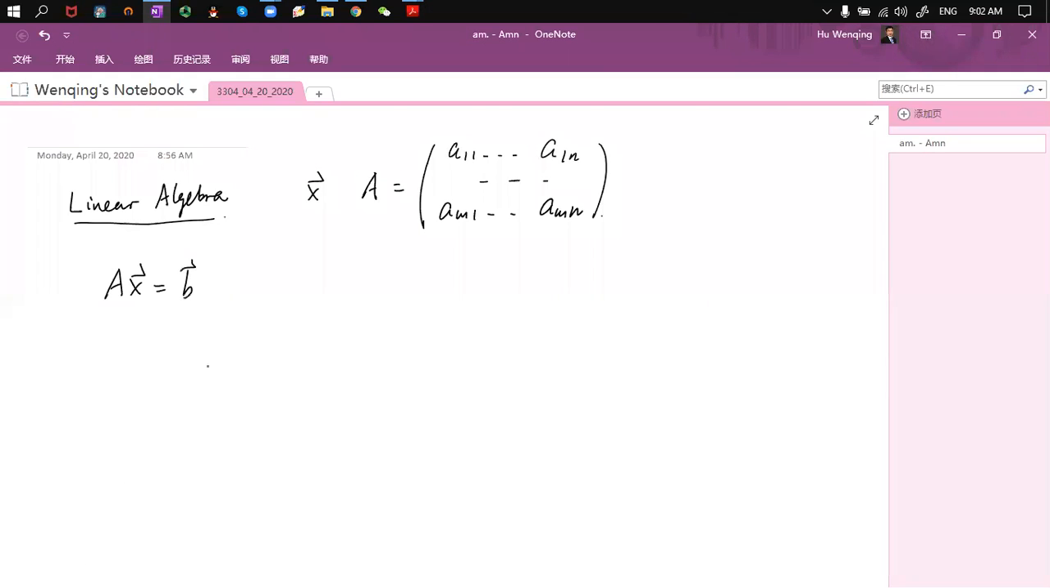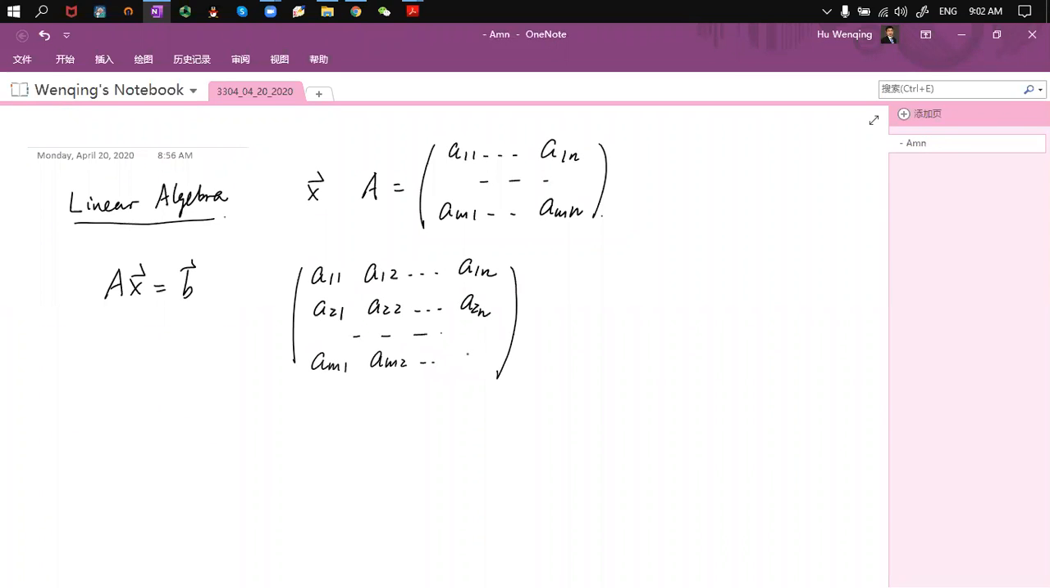you can write this in matrix-vector notation: a11, a12, up to a1n; a21, a22, up to a2n; up to am1, am2, up to amn, multiplying the vector x1, x2, up to xn, equal to b1 up to bm. That's a very typical system of linear algebraic equations.